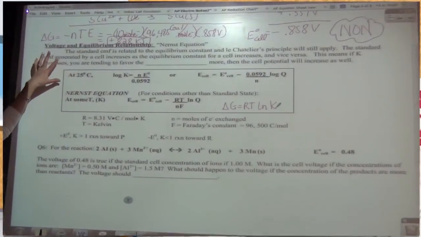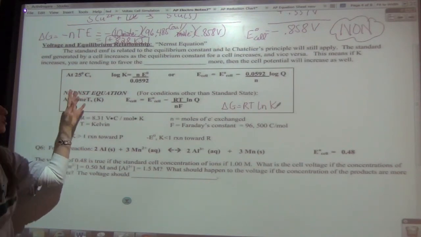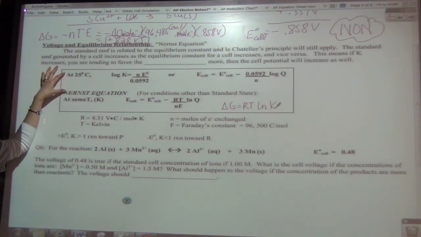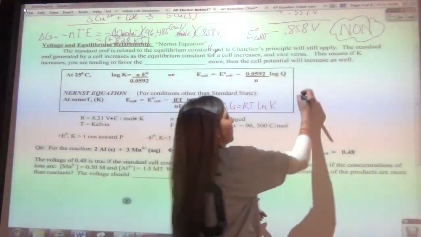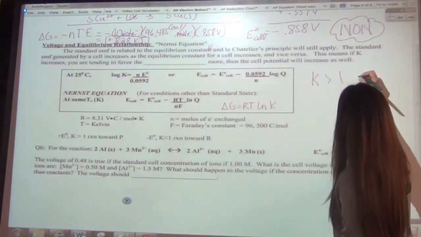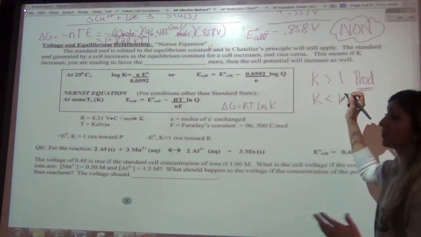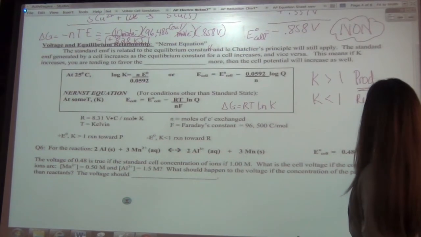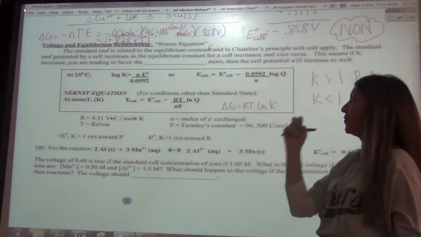Okay, so this is voltage and equilibrium relationships, and we're going to be talking about what is called the Nernst equation. So the standard EMF is related to the equilibrium constant K. And we know basics about K. We know that if K is greater than 1, then you're favoring the products. And if K is less than 1, everybody, you're favoring reactants. And so that's basically what K tells you.